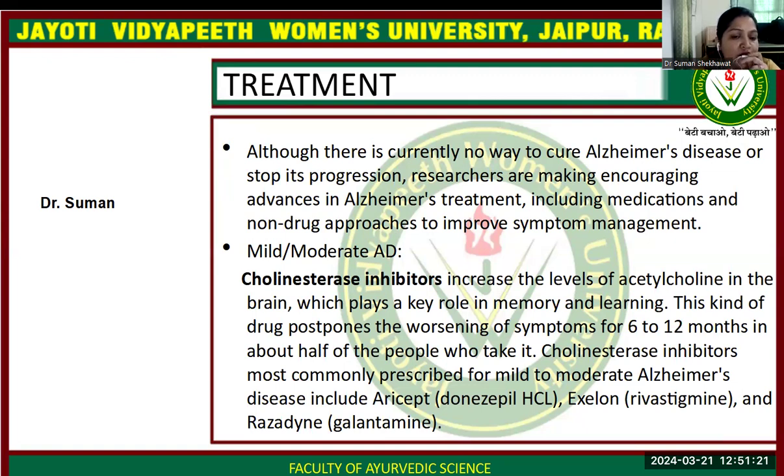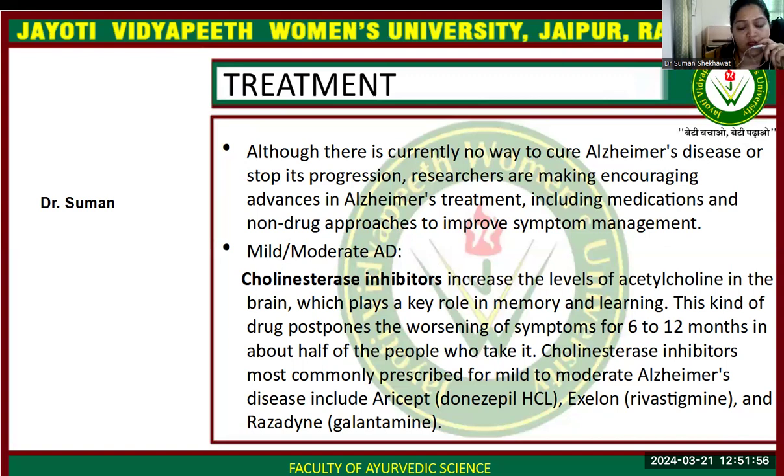In mild to moderate Alzheimer's disease, cholinesterase inhibitors increase the level of acetylcholine in the brain, which plays a key role in memory and learning. This kind of drug postpones the worsening of symptoms for 6 to 12 months in about half of the people who take it. Cholinesterase inhibitors most commonly prescribed for mild to moderate Alzheimer's disease include donepezil, Exelon rivastigmine, and Razadyne.